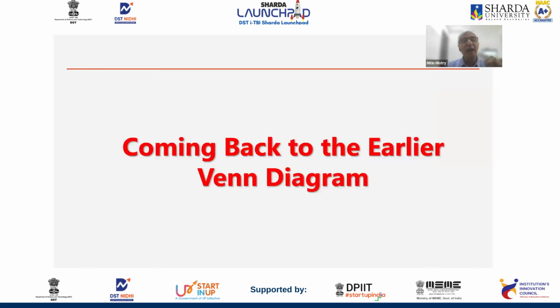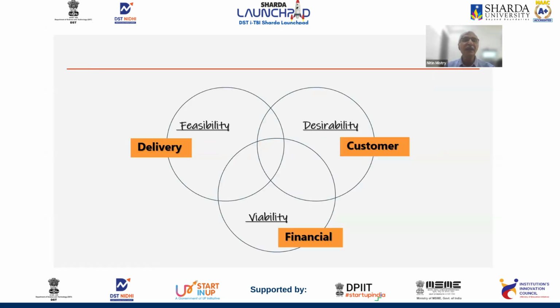Now, I told you we will come back. Coming back to the earlier Venn diagram, right? We had desirability, we have feasibility, and we have viability. That means desirability is customer, feasibility is delivery, and viability is financial. Now, these three things: will this idea of my product or service be desirable to any customer segments? That means when you develop a product or service, is it desirable? How feasible is the delivery of that solution? Suppose I think of some solution, how feasible? How will I manage the finance to make it viable?